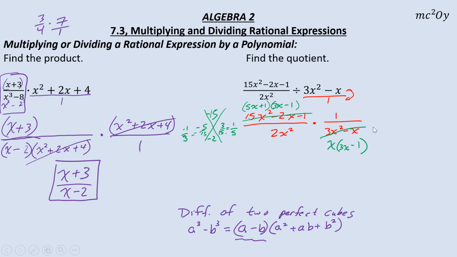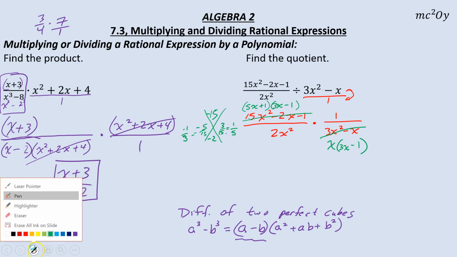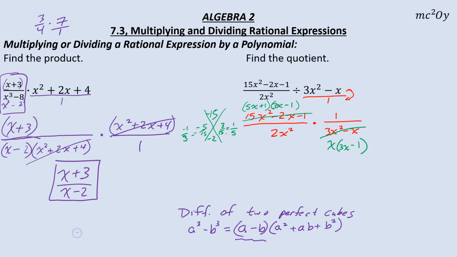All right, so from there I need to do some reducing. Let's go ahead and get rid of the 3x minus 1. And it looks like that's it. On top I'm going to have 5x plus 1. On bottom I have 2x squared times x, which is 2x cubed. And remember, I can't cancel the x's because this is a package deal on top. You have to take the whole thing. All right? I think that's it. That's all I got for you. Good luck.